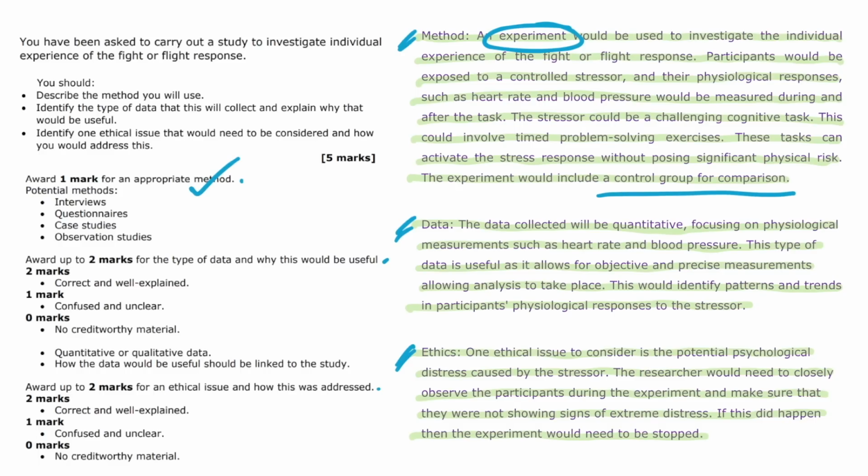Identifying the data type, the response specifies that the collected data will be quantitative, focusing on physiological measurements like heart rate and blood pressure. Again, it's giving really specific examples of what will be measured. There is then a clear and concise explanation for why quantitative data is useful, explaining its objectivity and precision. The explanation also highlights the potential for analysis to identify patterns and trends in participants' physiological responses, contributing to a more detailed understanding of the fight or flight response.